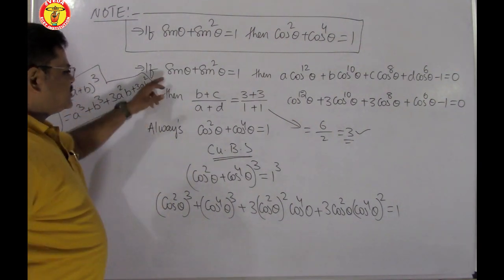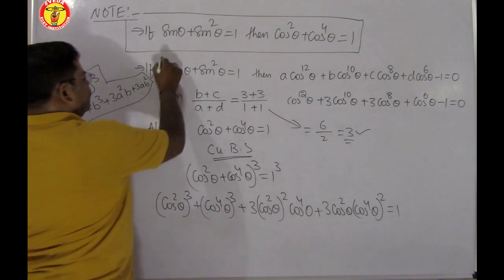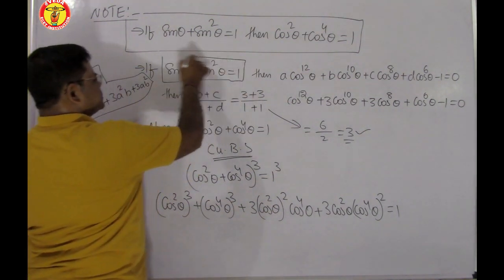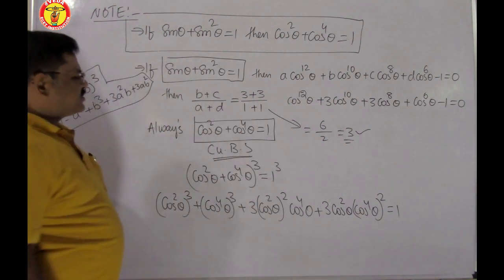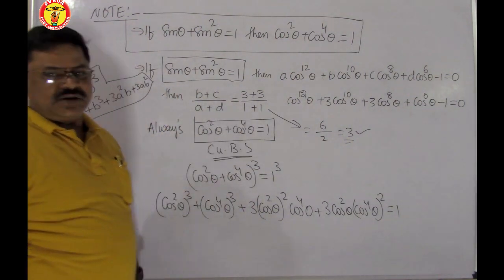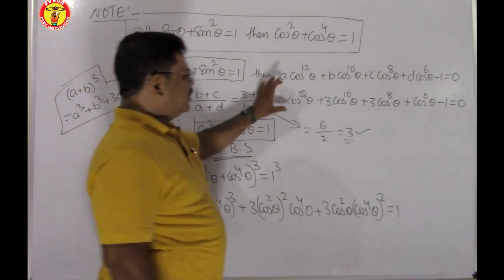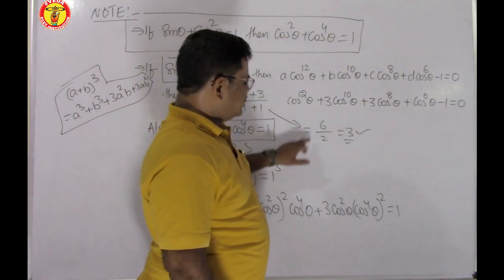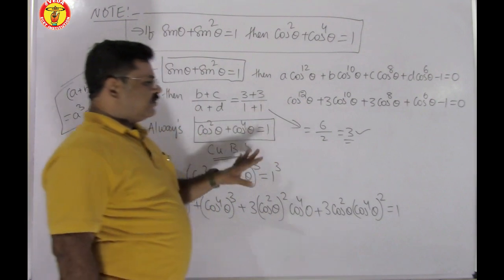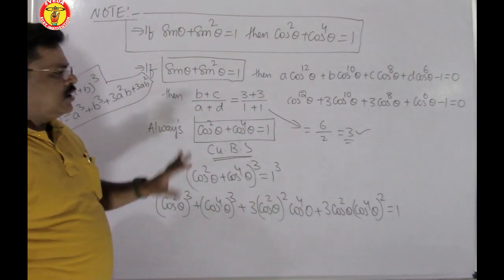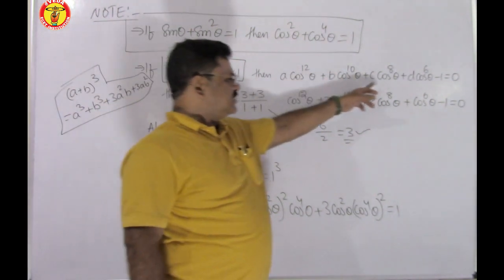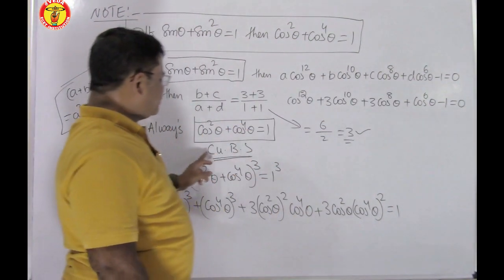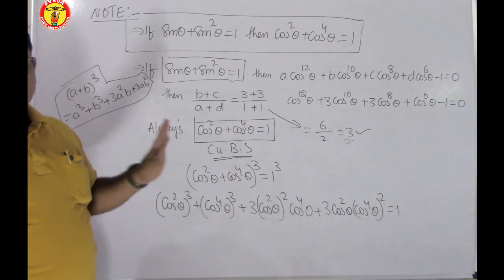Now, unless you know that whenever sin theta plus sin² theta is equal to 1, its condition is cos² theta plus cos⁴ theta is equal to 1, we can't express the problem's answer in this method. In this problem, what is the simple technique we have to remember? Only the coefficients. First of all, to get the problem in this format, we have to cube it on both sides. Clear?